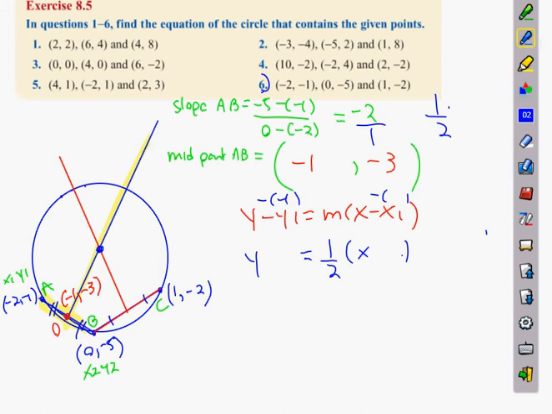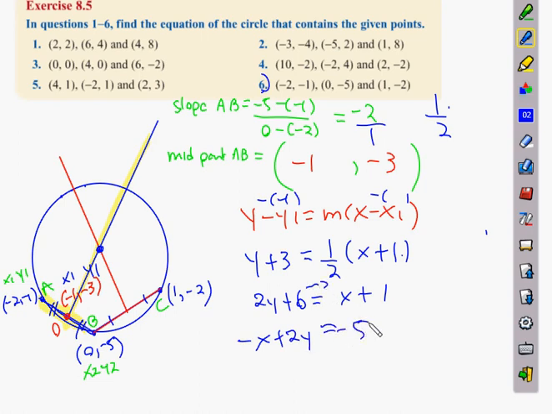That's x1 and that's y1, so it's -1 plus 3, and the other one is +1. 2y plus 6 equals x plus 1, so minus x plus 2y equals -5. Happy enough with that? So minus x plus 2y equals -5.